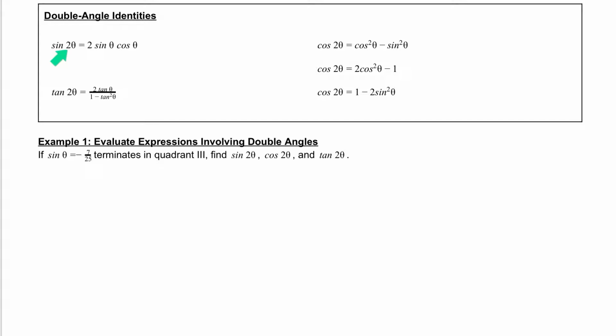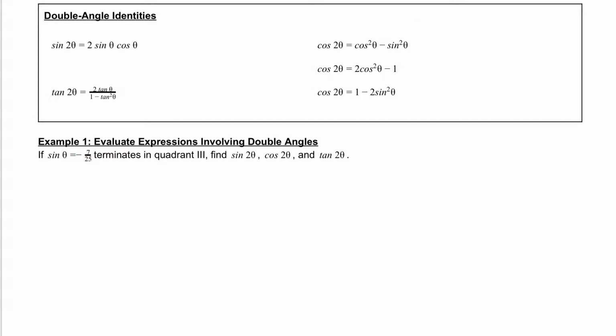The first one we have is sine of 2 theta, and that's the same as 2 times the sine of theta times the cosine of theta. Tangent of 2 theta is equal to 2 tan theta divided by 1 minus tangent squared theta. And then the cosine of 2 theta has 3 different options. You could say that it's cosine squared minus sine squared, 2 cosine squared theta minus 1, or 1 minus 2 sine squared theta. And you can use, again, any of those 3.